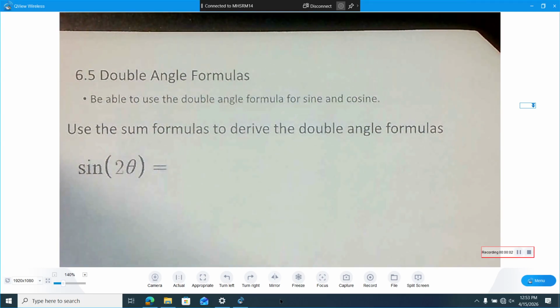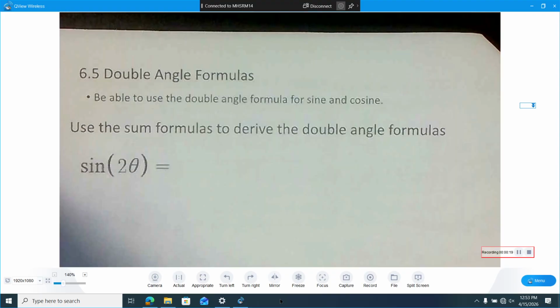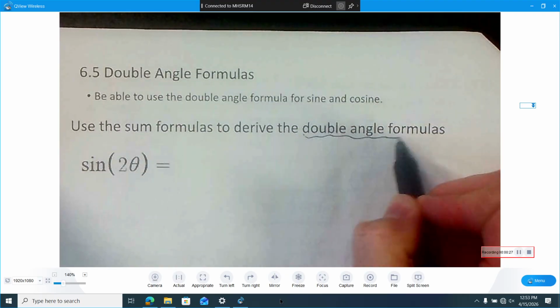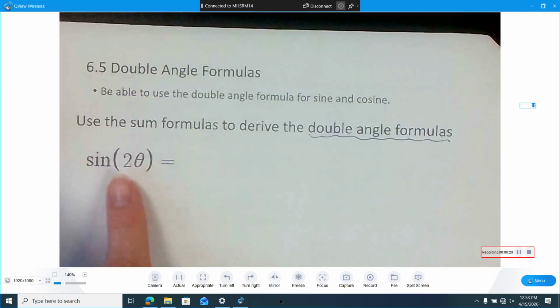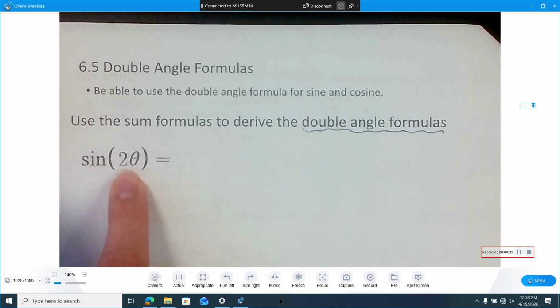Here we go. Today we are looking at the double angle formulas, which we're going to derive. This is really the reason why you had to learn yesterday's formulas, which were the sum and difference formulas. Yesterday we did the sum and difference formulas, and we're going to use those to help us derive what are known as the double angle formulas. And so this is the sine of twice an angle. We want to be able to figure out what the sine of twice an angle is, which is a weird thing to think about.